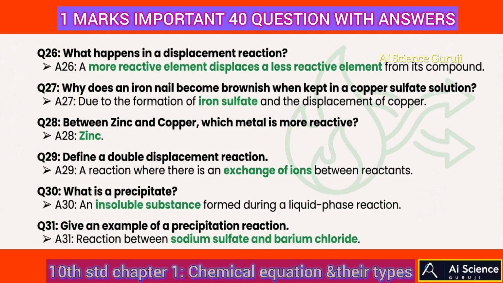29. Define a double displacement reaction. Answer: a reaction where there is an exchange of ions between reactants. 30. What is a precipitate? Answer: an insoluble substance formed during a liquid phase reaction. 31. Give an example of a precipitation reaction. Answer: reaction between sodium sulfate and barium chloride.